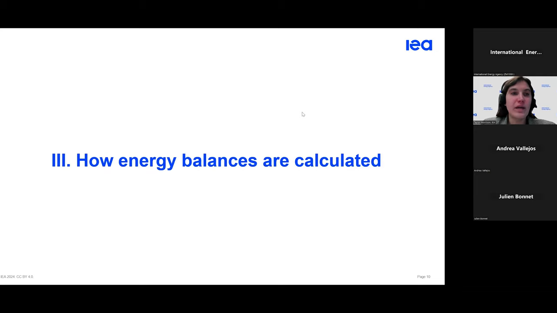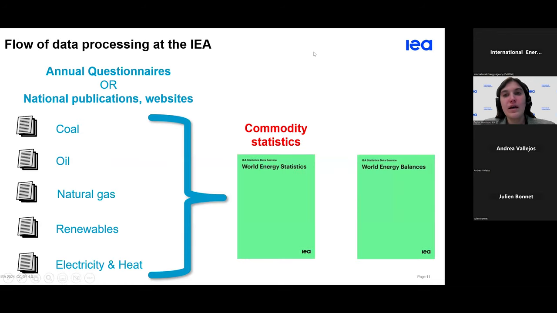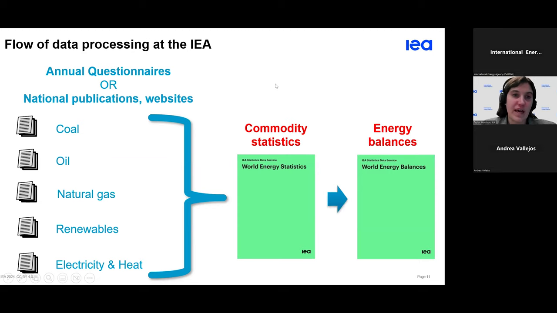Okay, so now that we know why we should create an energy balance, we can look at how energy balances are created. My colleagues have already explained how to collect data for commodity statistics for each of the different fuels. This may be done through questionnaires or through your own national data collection systems. Now that we have the commodity statistics in their natural units, which may be mass, for example, we need some way to convert the mass units into energy units, which is used for the energy balances. So how do we do this?